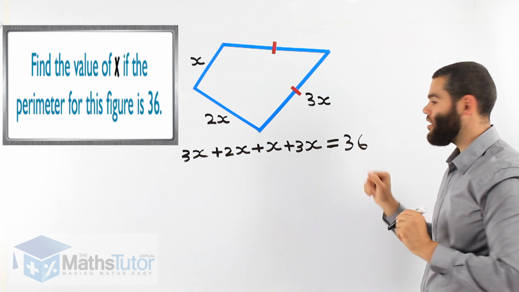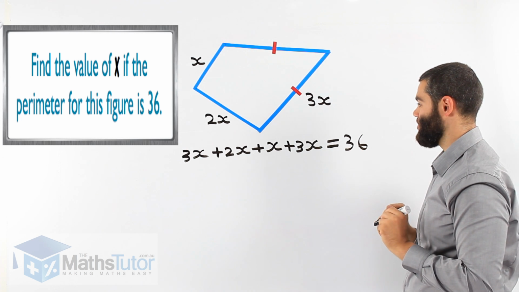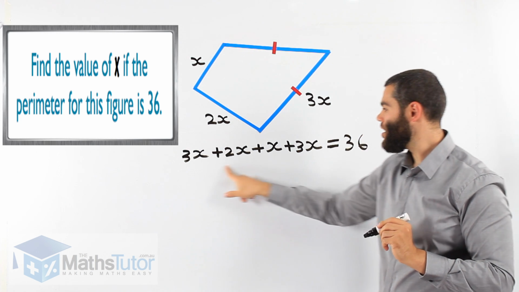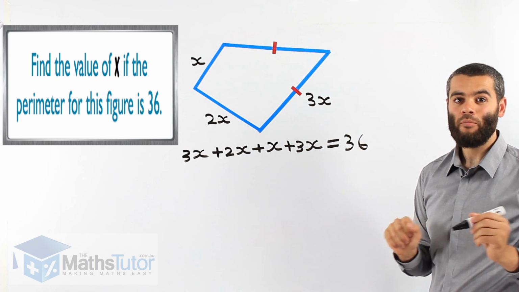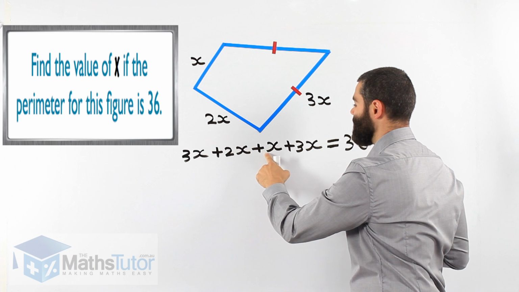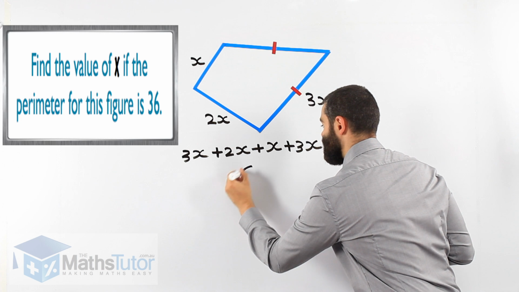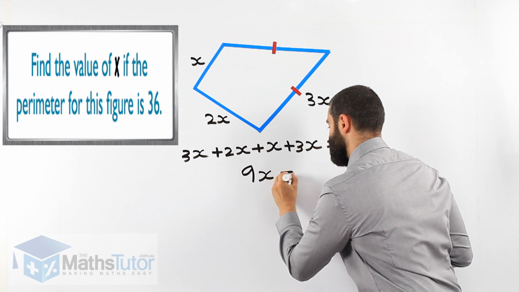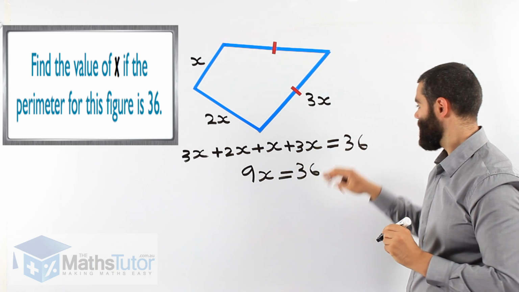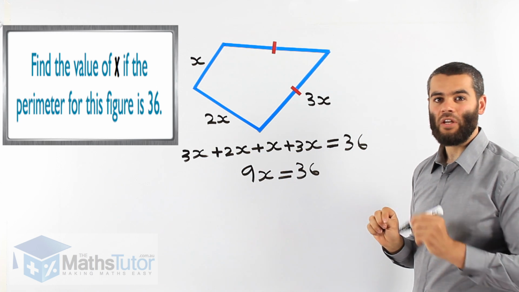Now, we need to simplify this further to solve our equation. 3x plus 2x plus x plus 3x. Guess what? They are all like terms, meaning we can simplify them, we can add them together. 3 plus 2 is 5, plus 1 is 6, plus 3 is 9. 9x equals 36. So now we've simplified our equation, we've created the equation, we've simplified it, there it is, and now we can solve the equation.